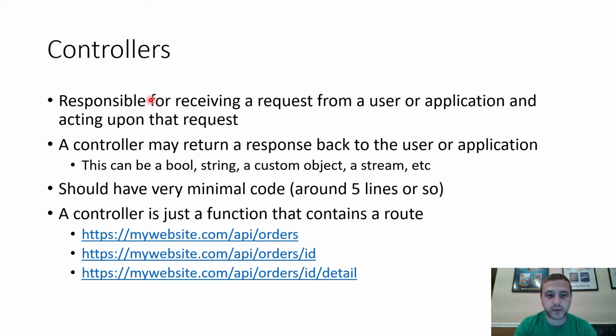And a controller is just a class that contains routes. For instance, here you see https://mywebsite.com. This is your web URL, and then your controller is this orders right here. So this would be your orders controller. API/orders is just a route. API/orders/ID is another route, and ID here is where you would specify the specific order ID. But we'll go over this in a little more detail in a minute with some screenshots.